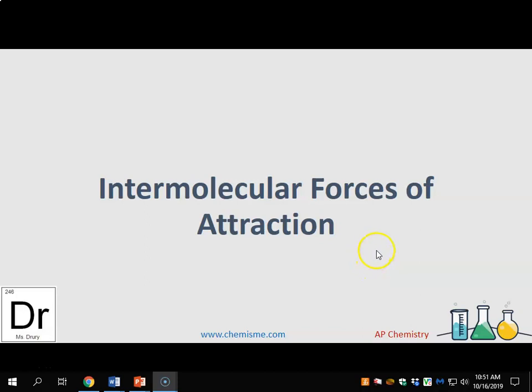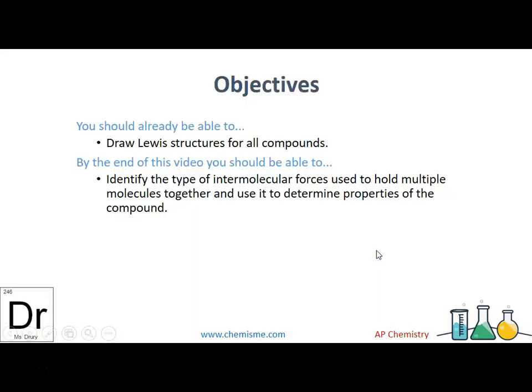In this video, we're going to talk about intermolecular forces of attraction. You should already be able to draw Lewis structures and do anything that has to do with bonding for all compounds. But by the end of the video, you should also be able to identify the type of intermolecular force used to hold multiple molecules together and determine properties based on those intermolecular forces.